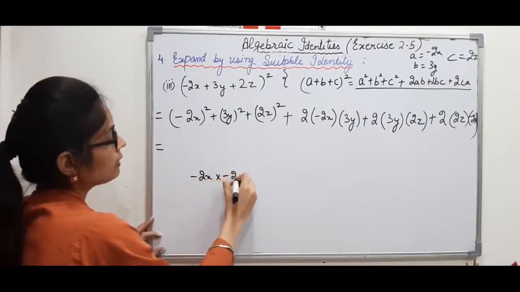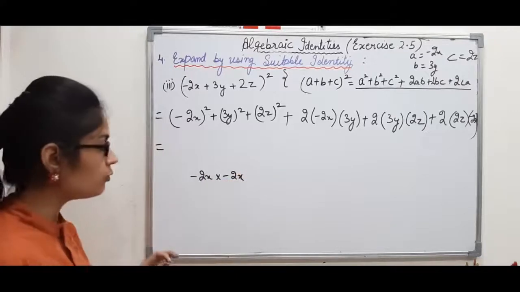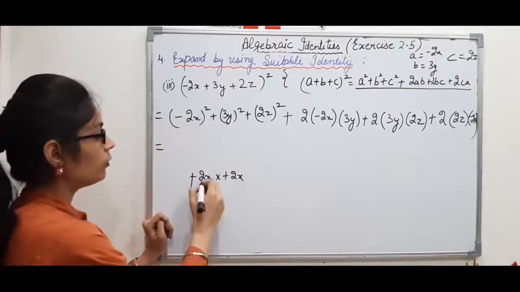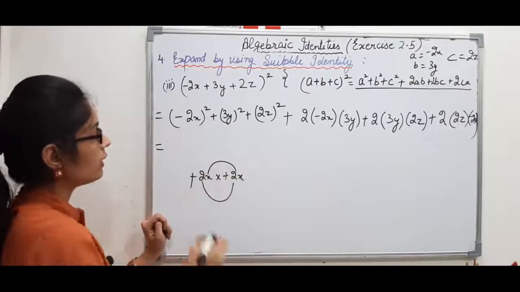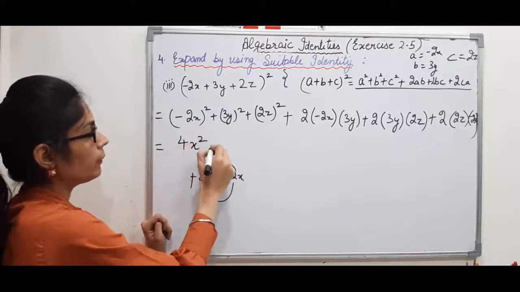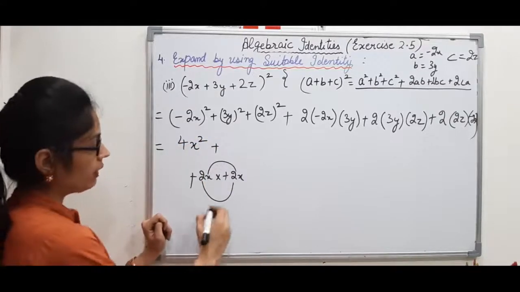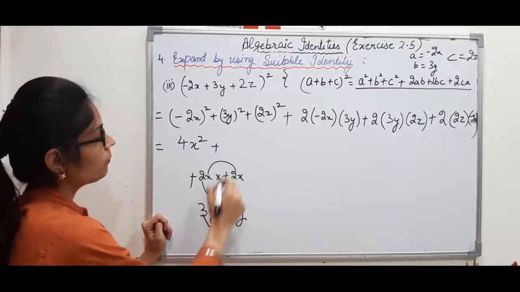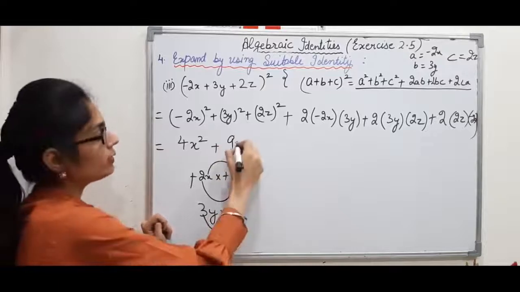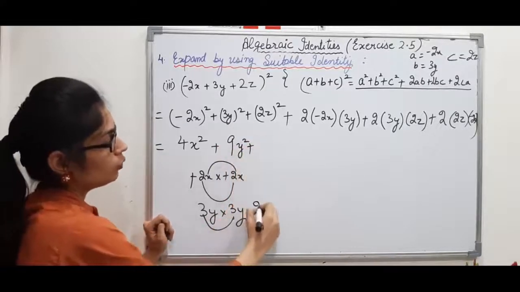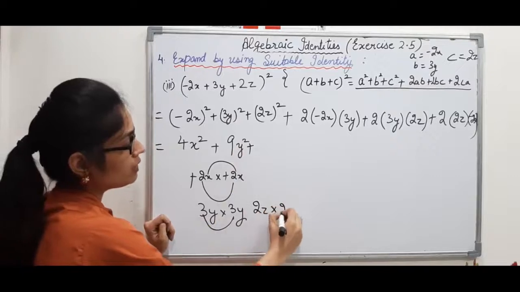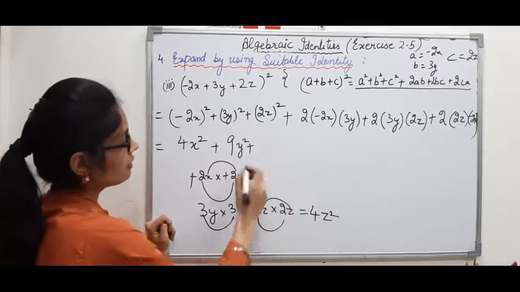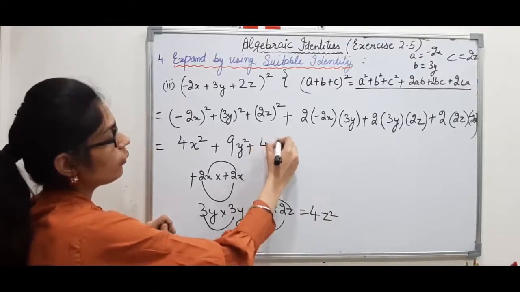Minus 2x whole square means 2 times we have to multiply. So this minus sign and this minus sign, it will get cancelled. So we are left with 2 into 2, 4, x into x, x square. So it is 4x square. 3y whole square means 3y into 3y. 3 into 3 is 9. Y into y is y square. 2z whole square is 2z into 2z. 2 into 2 is 4. Z into z is z square. So it is 4z square.